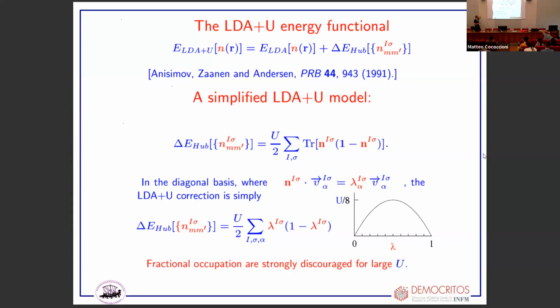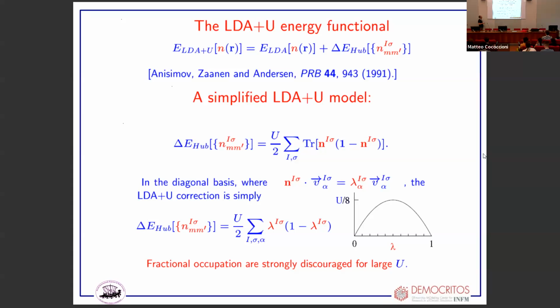In the simplest rotationally invariant version of this theory, it is simply a constant that multiplies the density, the projected density over the orbitals we are dealing with for the atom I and the spin sigma. It is the trace, so the expectation value of this density projection times 1 minus the density projection.